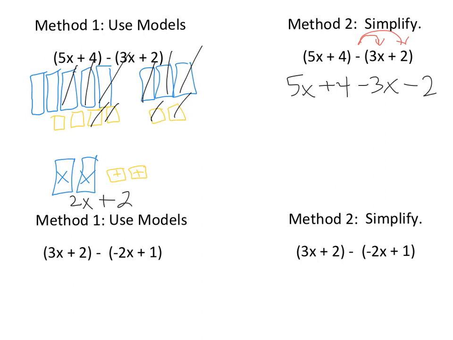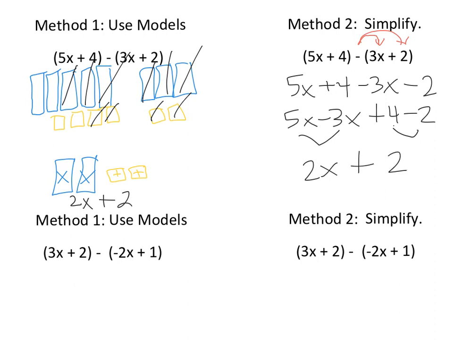Now I can combine my like terms, 5x minus 3x, positive 4 minus 2. And I evaluate 5x minus 3x, which is 2x, and then 4 minus 2 is positive 2. So in the end, I still end up with the same solution, whether I use a model or simplifying method.